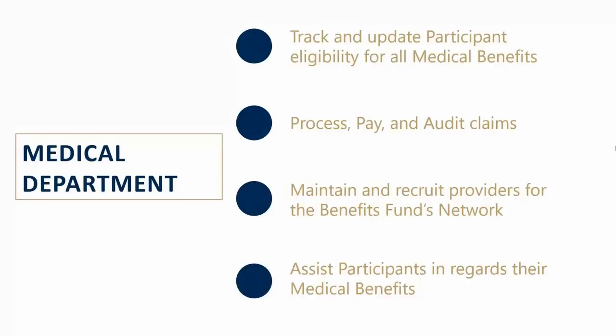The medical department that I'm in charge of, the things that we primarily do for you as a participant, number one, we track and update your eligibility for medical benefits, and what those are I'll get into in a second. We process, we pay, and we audit the claims, both the ones that we run internally and the ones that our vendors are running for us. We maintain and recruit providers for the benefit fund's network. And most importantly, we assist you, the participant, and your family members in regards to your medical benefits, questions you have, bills that need to get paid.